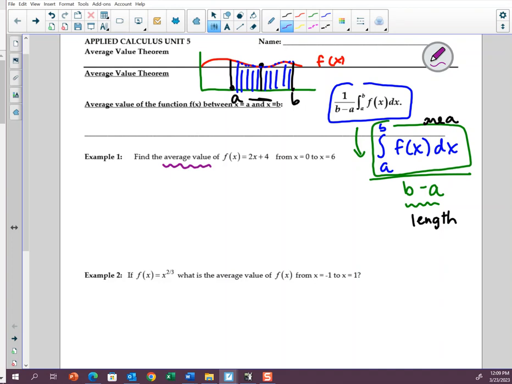These will be easy to recognize because it will literally say find the average value of a function over an interval or between two values of x. So a is 0, b is 6. The way we're going to calculate this is we're going to take 1 over 6 minus 0 times the integral from 0 to 6 of my f of x function.